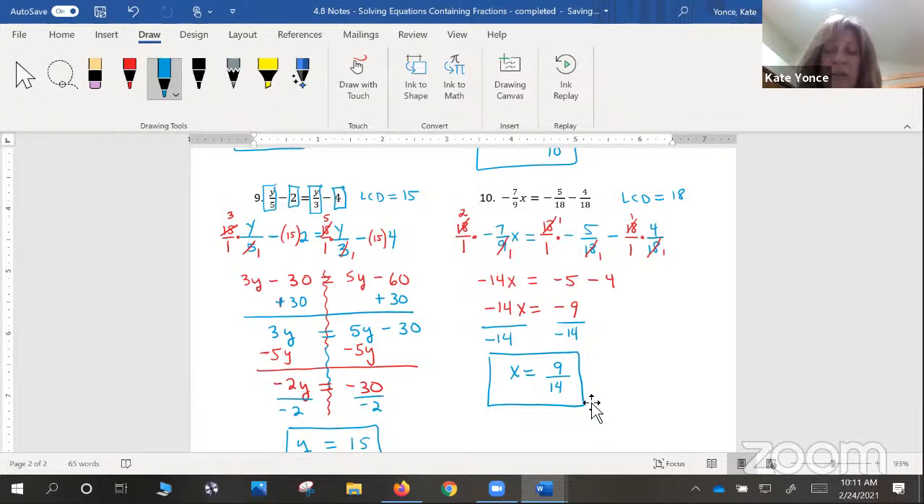So it has to be negative over negative reduces to be positive. All right, any questions on that one? No. Patches? No, I'm good on my end.